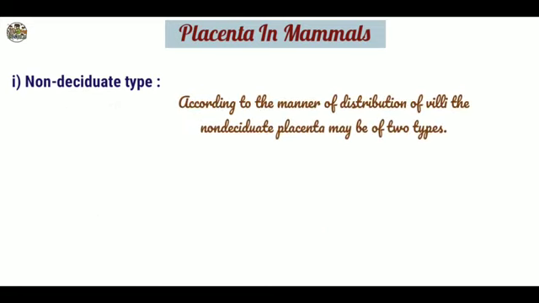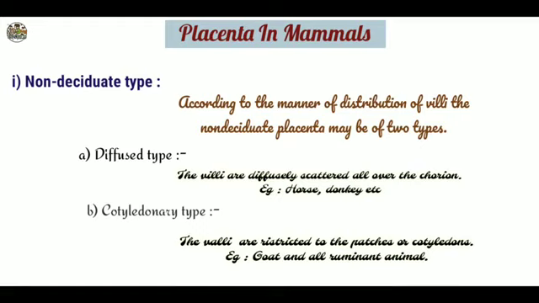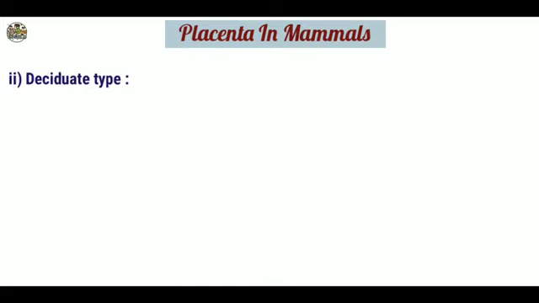According to the manner of distribution of villi, the non-deciduate placenta may be of two types. First is diffuse and the second is cotyledonary type. Diffuse type. The villi are diffusely scattered all over the chorion, for example horse, donkey, etc. In cotyledonary type, the villi are restricted to patches or cotyledons, for example in goats and all ruminant animals.